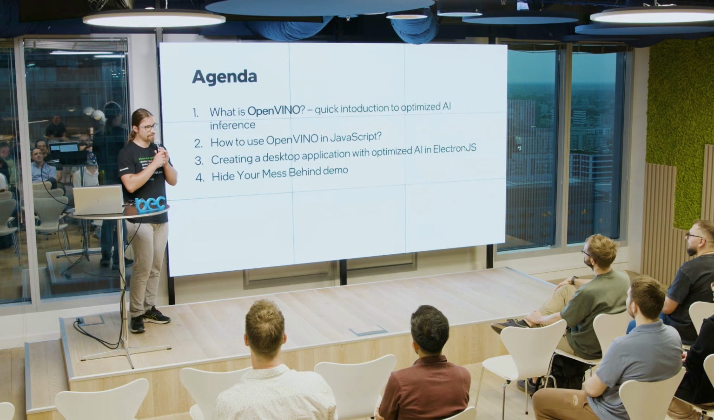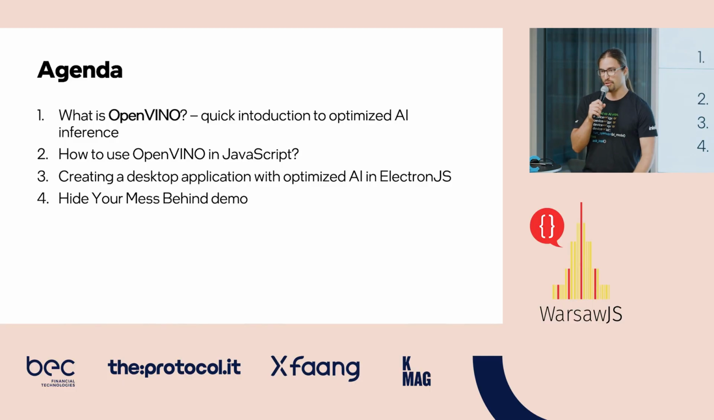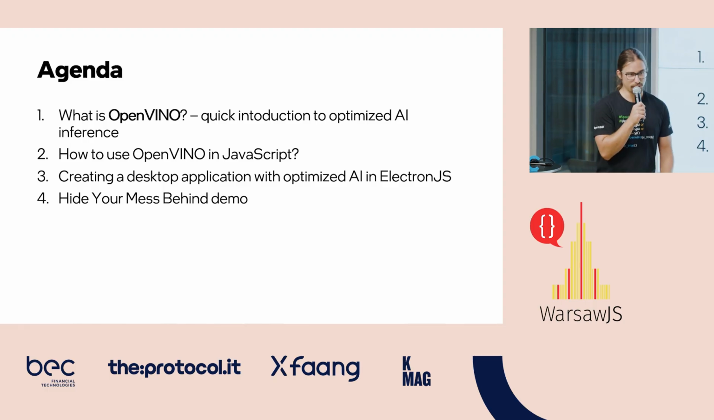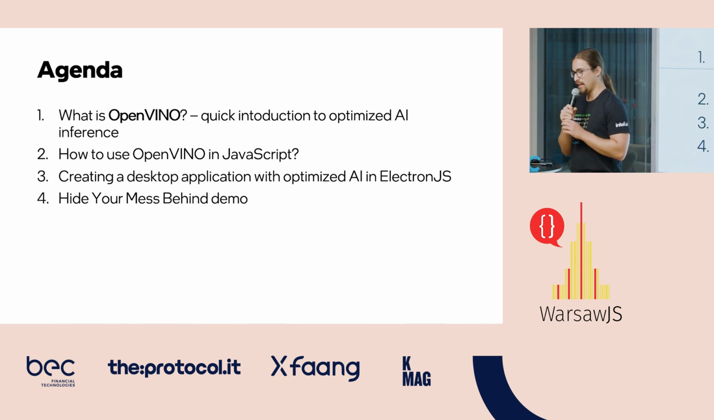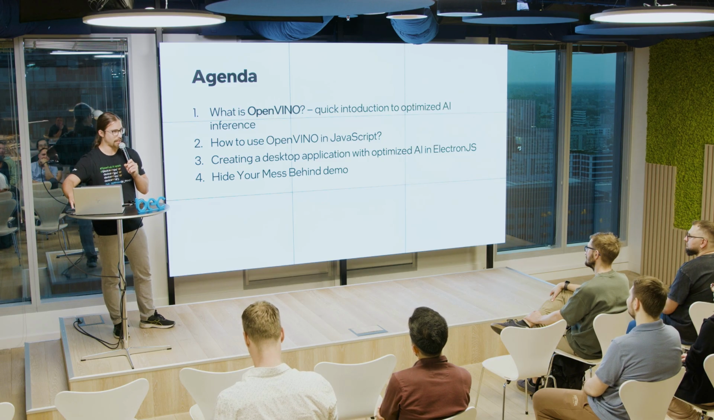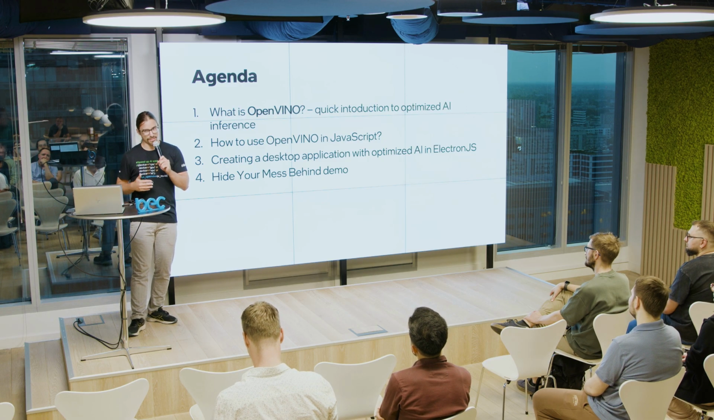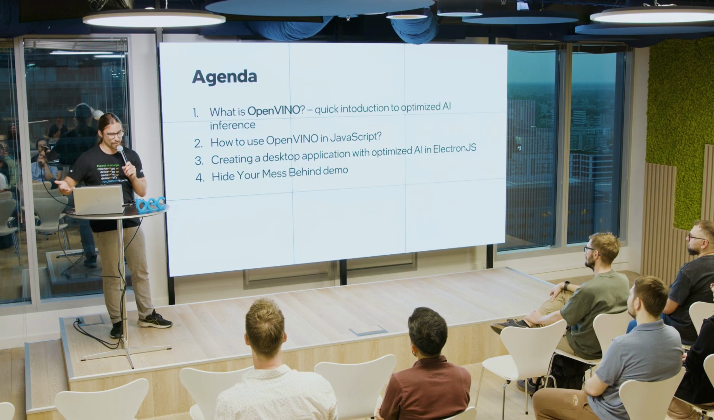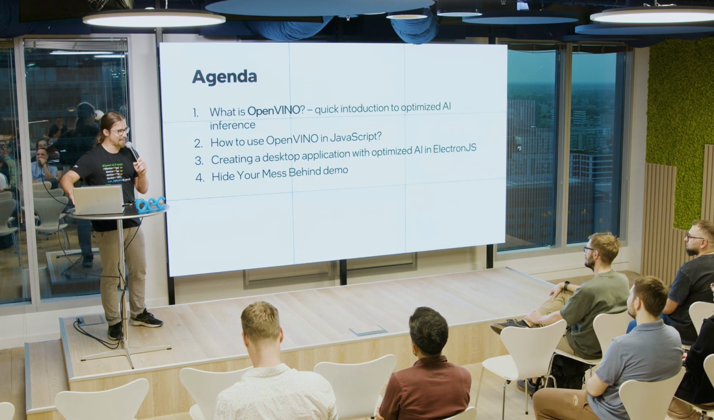So what is the agenda for today? First, I'll introduce you to OpenVINO to make more than one person know what I'm talking about. Later, I'll tell you how to use OpenVINO in JavaScript, how to create a desktop application with optimized AI in ElectronJS, and if there's time, I will show you the Hide Your Mess Behind app. Today it was changed. Now it is not the Hide Your Mess Behind demo. This is the Hide Your Mess Behind app. This is a last minute change, but it doesn't matter.